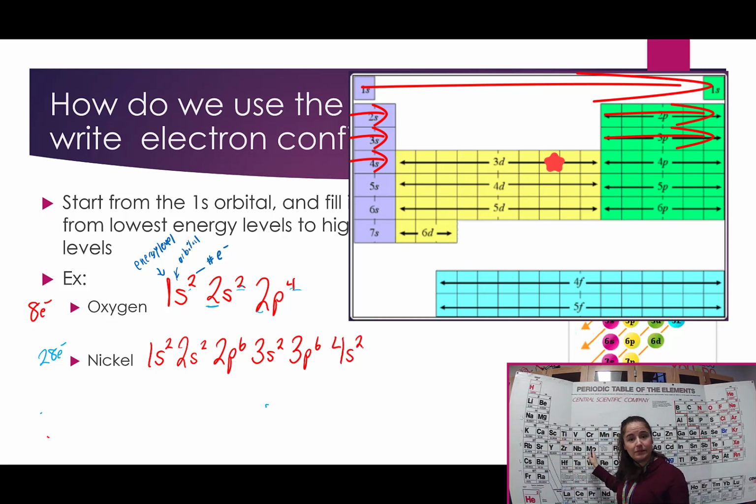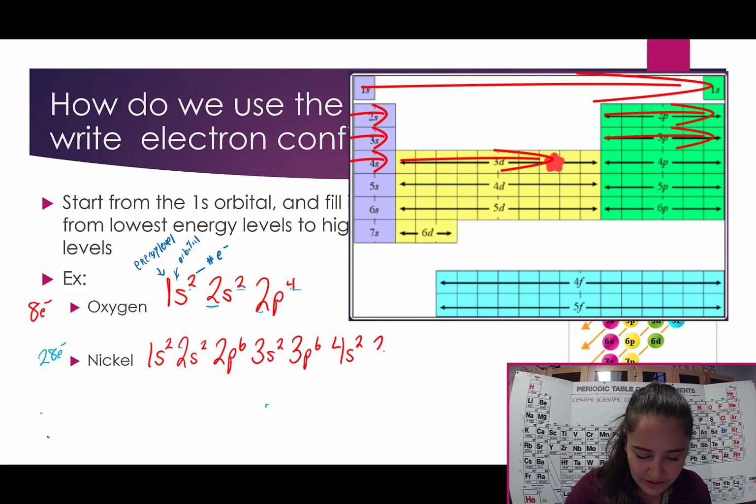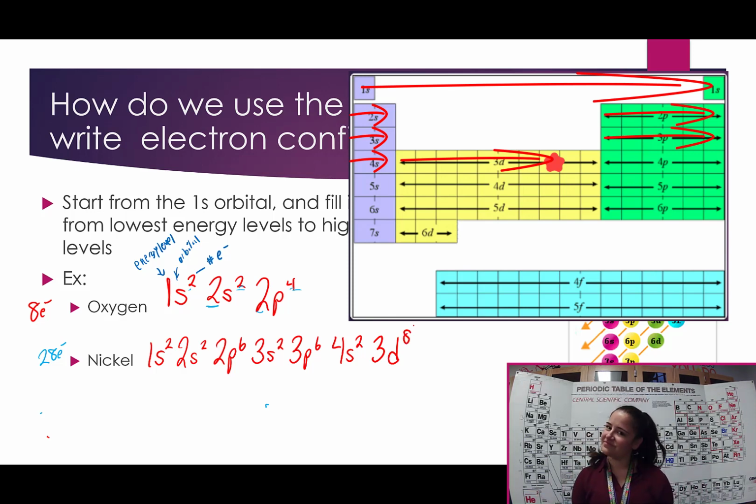and then we get to the D block. What do we have to do with the D block? We go down an energy level. So even though it's in the 4th row, this is going to be the 3d. And we have 1, 2, 3, 4, 5, 6, 7, 8 until we get to nickel. So 3d8. Okay, cool?